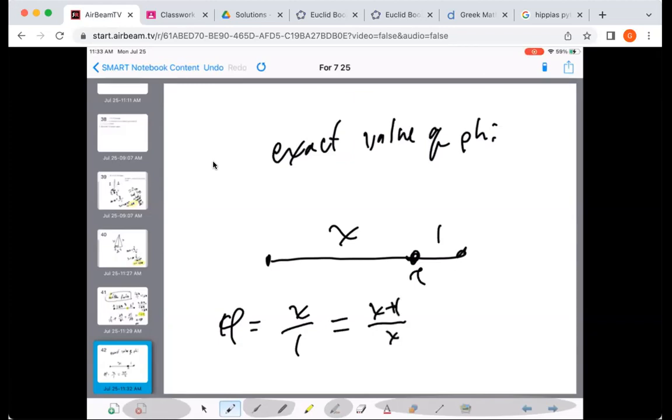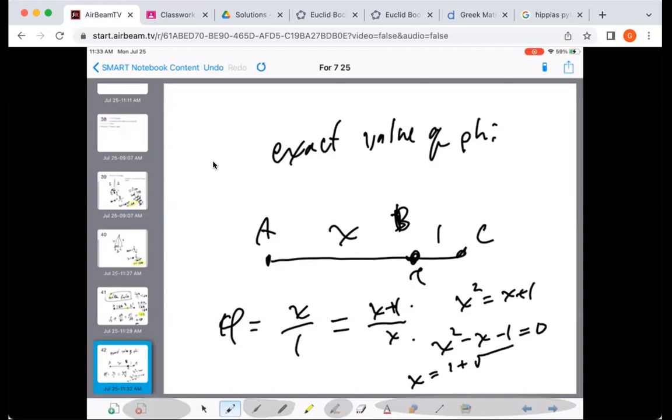The big piece over the small piece needs to equal the entire thing over the big piece. And then you cross multiply and get x squared equals x plus 1, which we then move everything over to one side, and it's not going to factor. So we use the quadratic formula, negative b plus square root of b squared minus 4ac. I did plus 4 because of the negative there, over 2a. And we get 1 plus square root of 5 over 2.